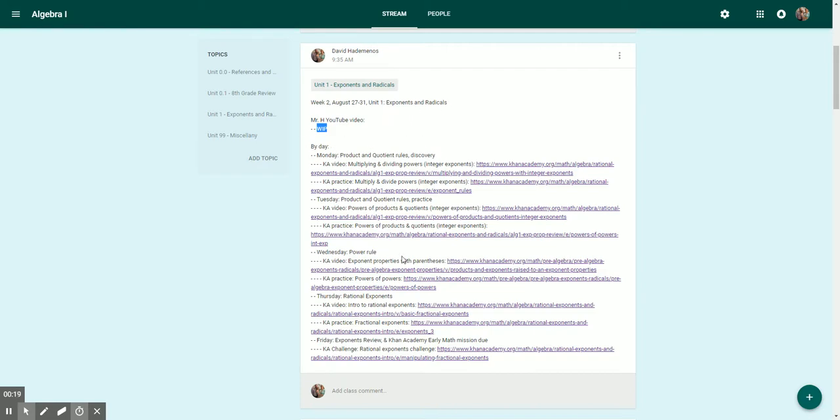And basically we're covering some new things in exponents that you have not learned previously. Probably have not learned previously anyways.